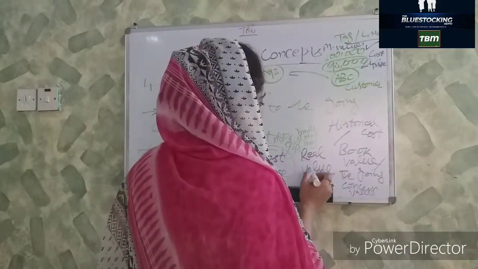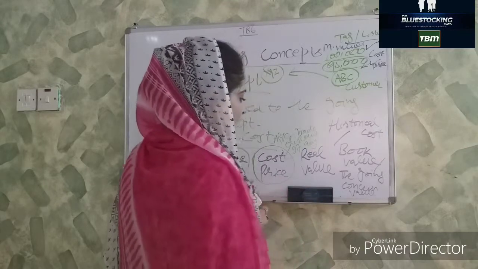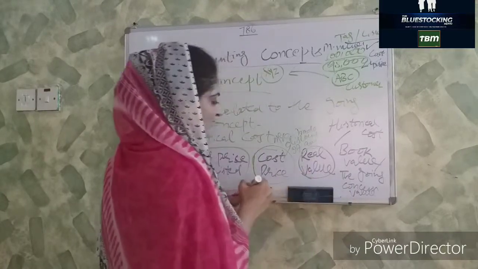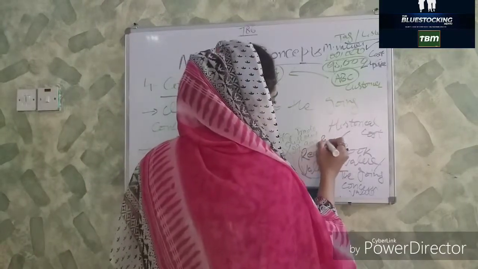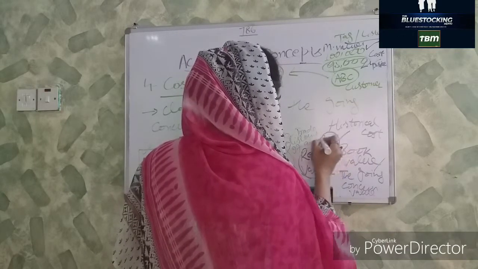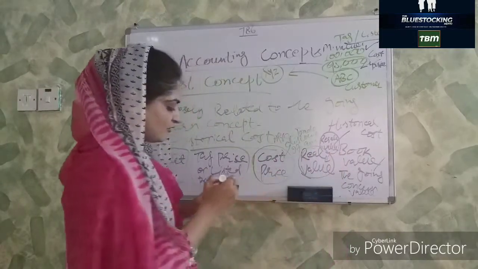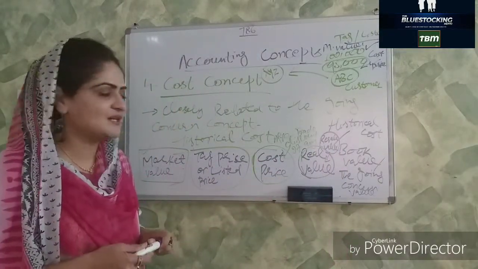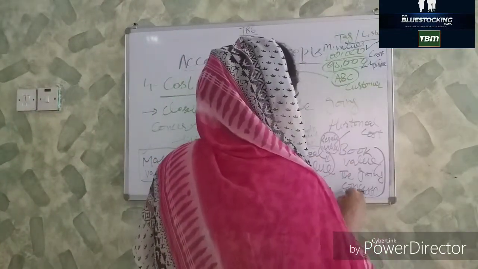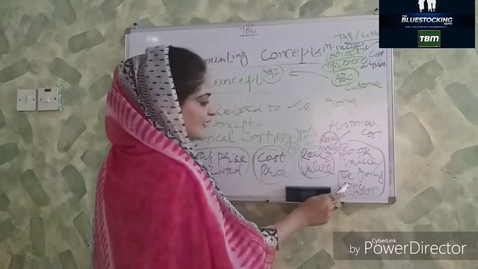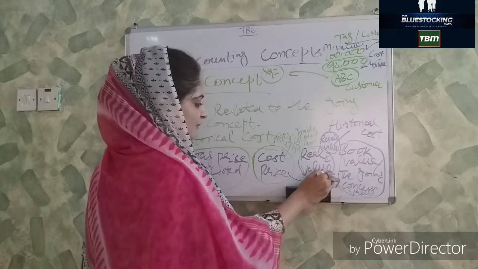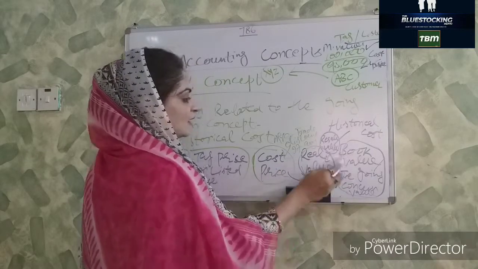So, the real value. What's the real value? Real value of anything is the resale value. We can also call the resale value of something in the market in a given period of time the real value of that property. What will be the book value? The book value of something, or the going concern value, is this cost price which we will record in our books of accounts.